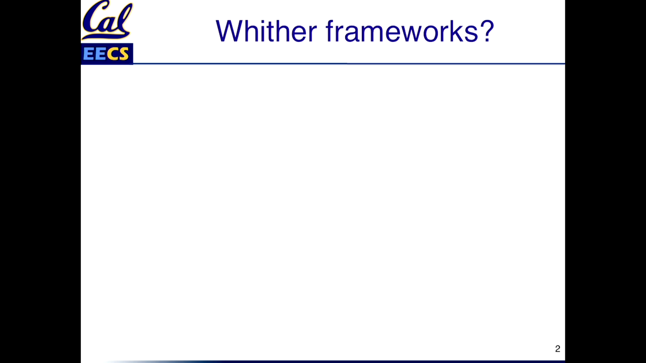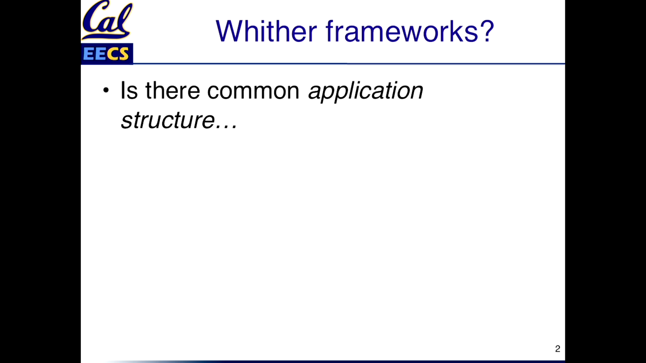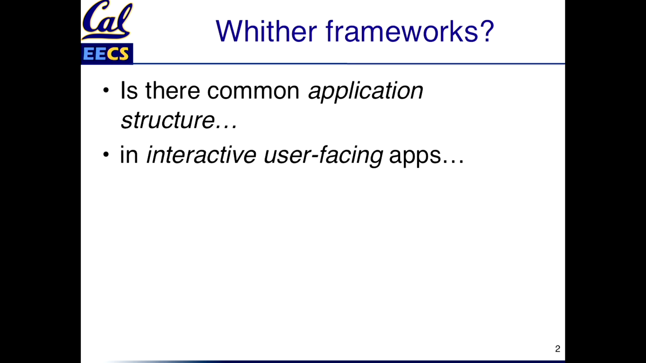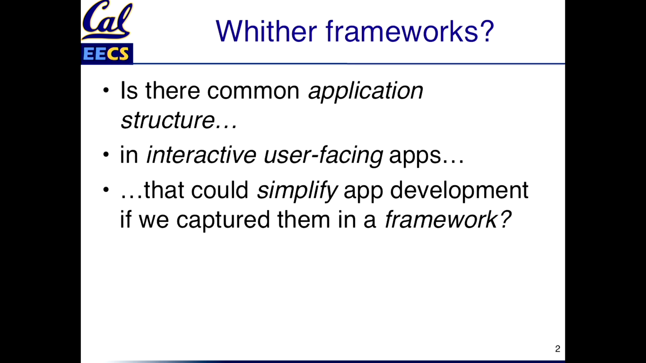about this stuff, the question for this segment is, we've been talking about frameworks and the fact that they allow you to capture some of the commonality in different kinds of apps. So specifically for the SaaS apps we're building in this course, the question is, what is the common application structure, if there is any, in these interactive and user-facing apps that, if we could capture them in a framework, would somehow simplify app development? So that's what we're trying to capture here.